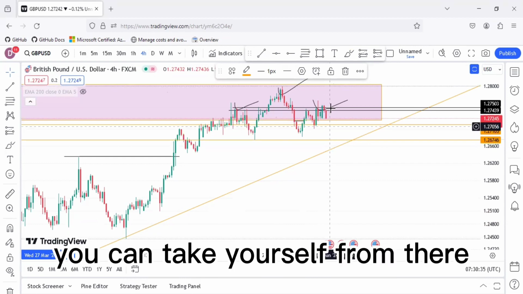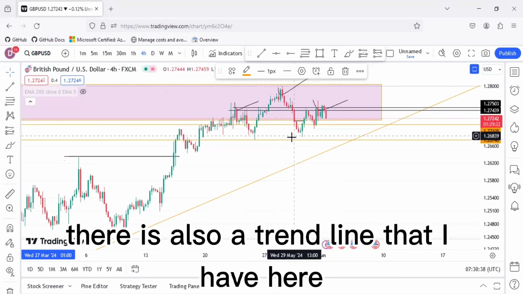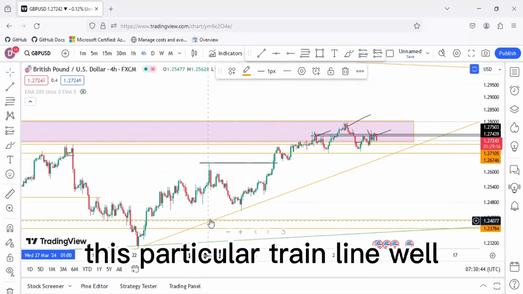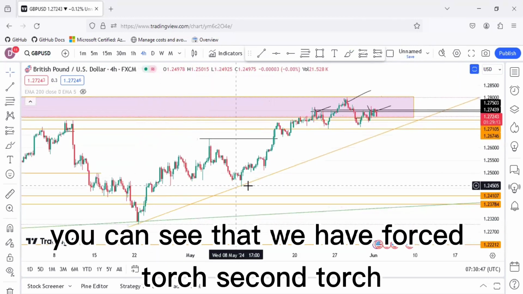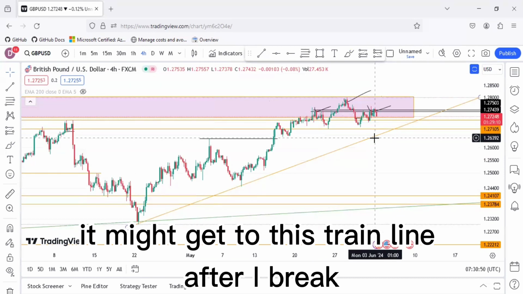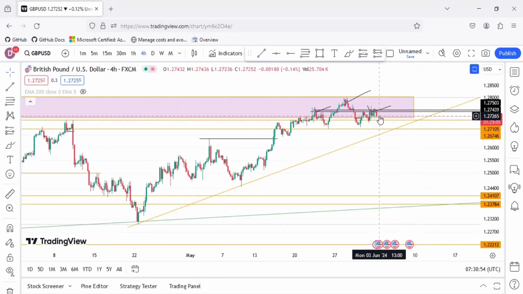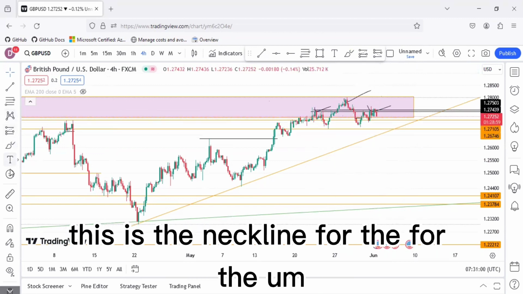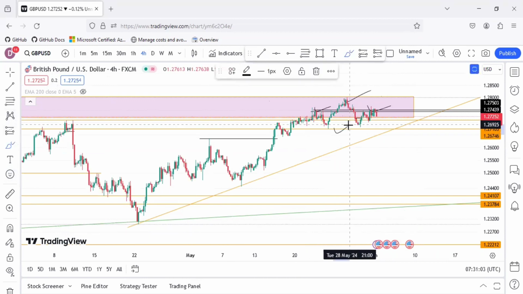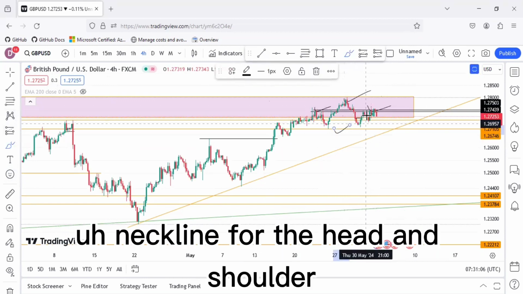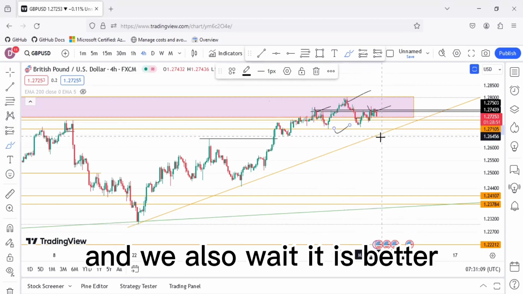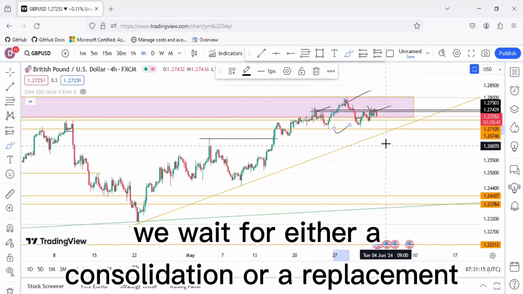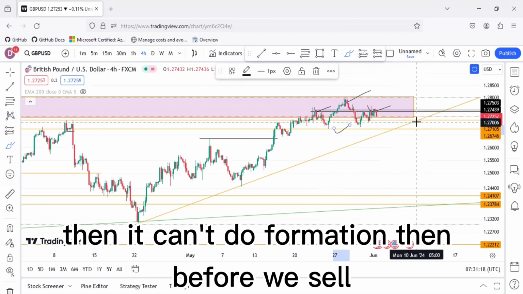You can take yourself from there, or you let it break this trend line. There is also a trend line that I have here, that you can also wait for to be broken, this particular trend line. Or you can say that we have first touch, second touch. It might get to this trend line after a break, hit this trend line and return. So it will be better if, after breaking this neckline here, the neckline for the head and shoulders, it's better we also wait for it to break this trend line. Then after that, we wait for either a consolidation or a retracement, then a candle formation, before we sell.